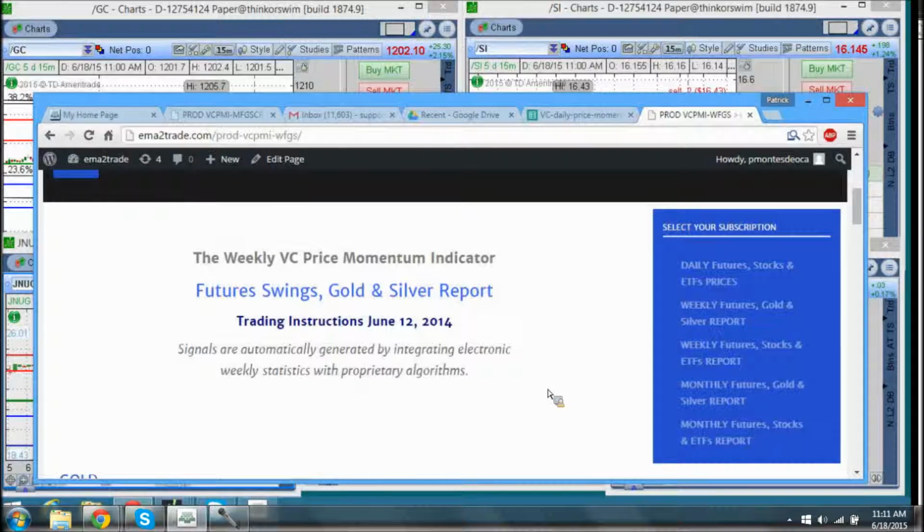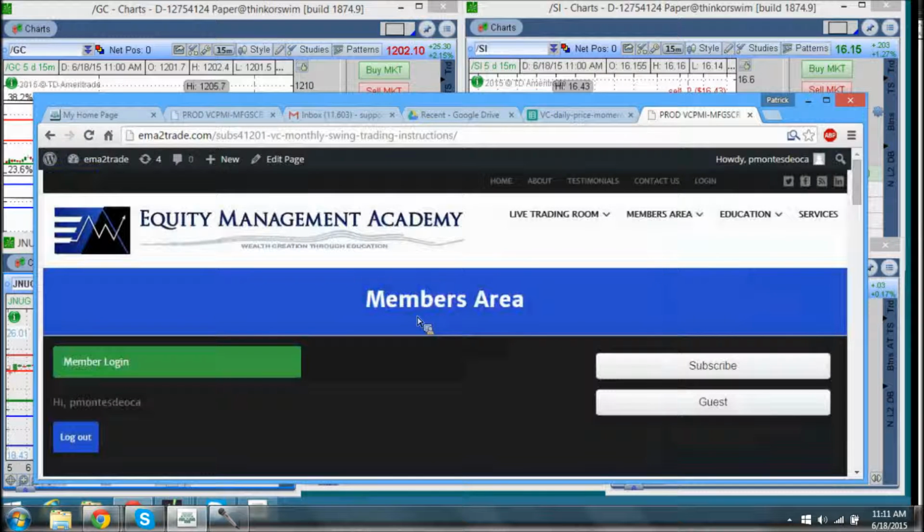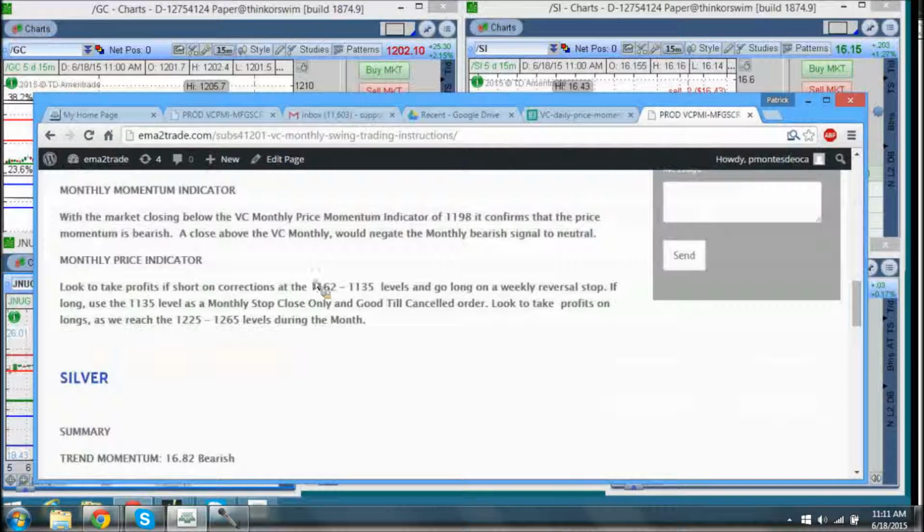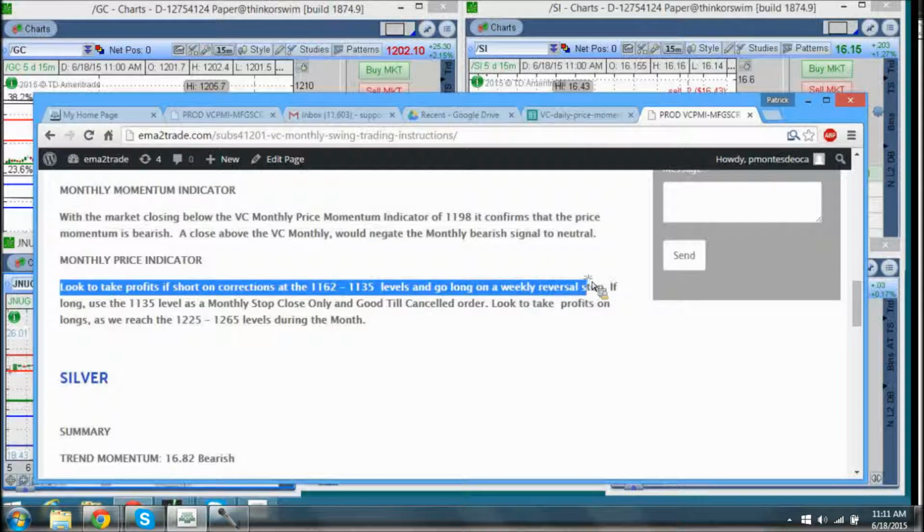This is one of the most critical points in time in gold and silver that it seems to validate, particularly today, that this could be the beginning of a major cycle for the next 2 or 3 years. And what we use, once again, to identify the entry points on a longer term basis, we go to the monthly. And if you look at the monthly, this tells you very clearly that if you're short, look to take profits on shorts between this level, the 1162 to 1135.